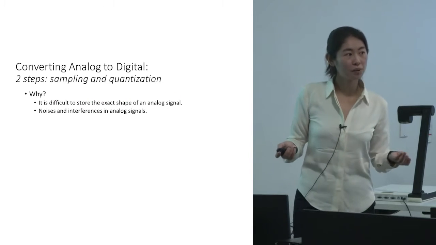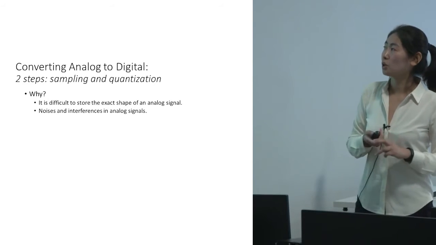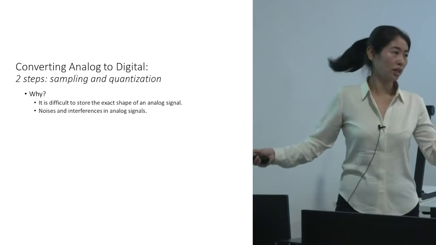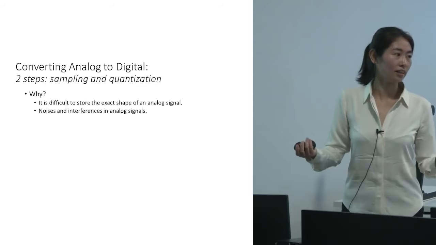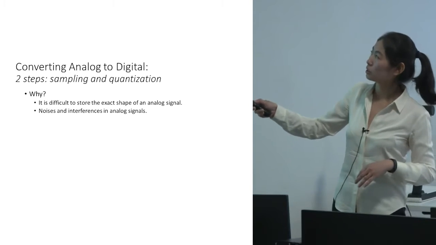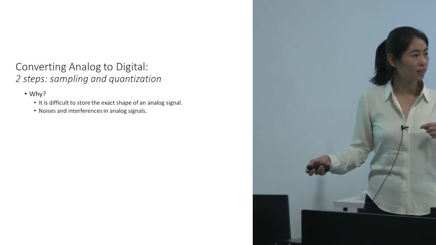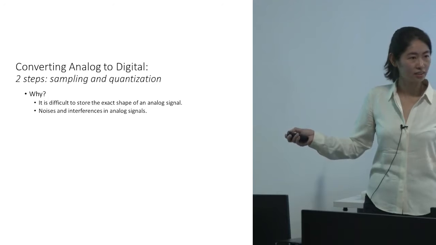And again, we know why we're doing sampling and digitalization: it's difficult to store the exact shape of an analog signal, and it's difficult to transmit an analog signal. That's why we want to digitalize our analog signal. There are two steps when we digitalize it. One step is called sampling, and the other step is called quantization.